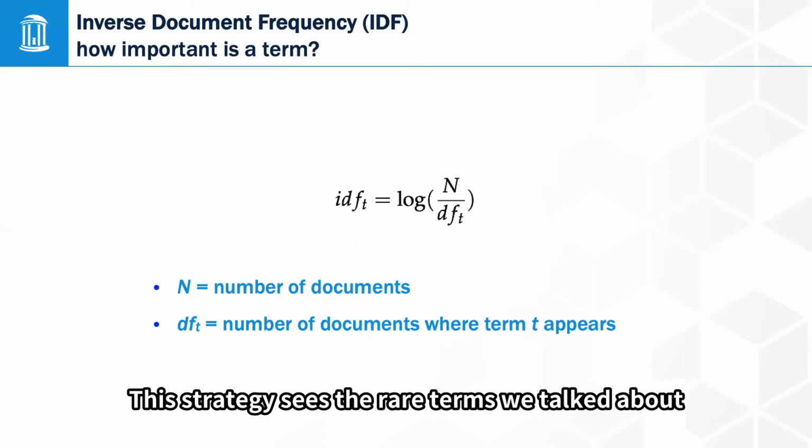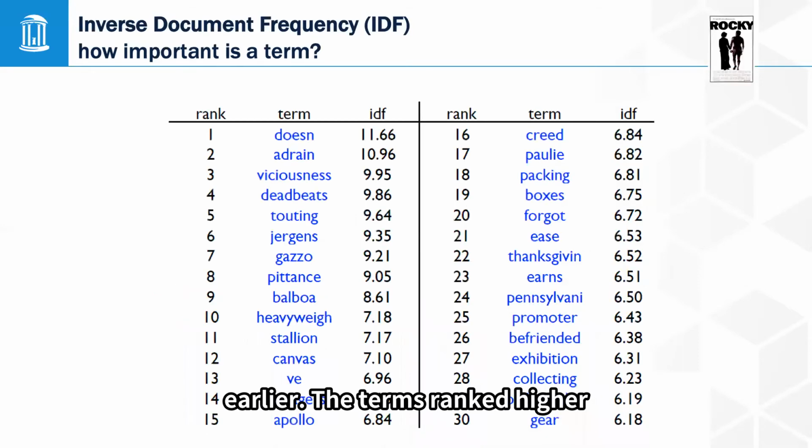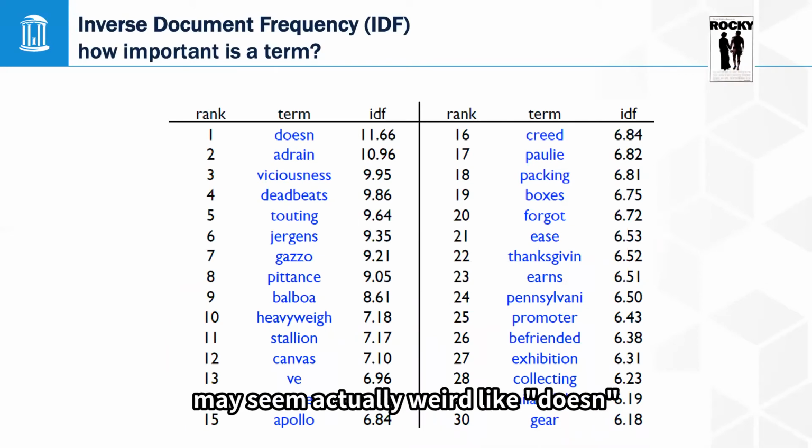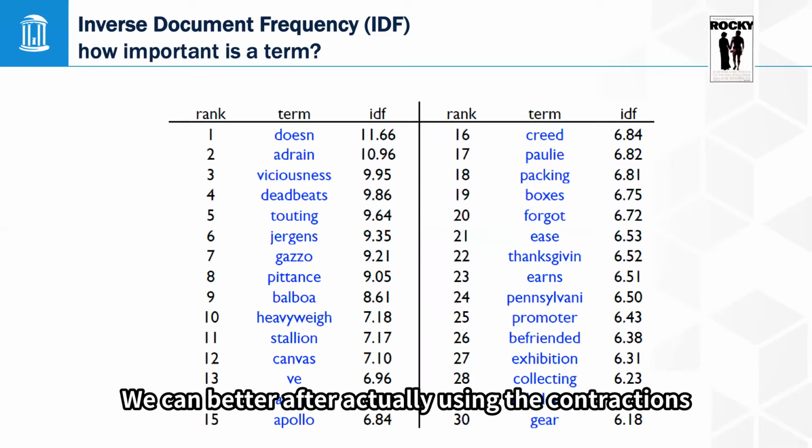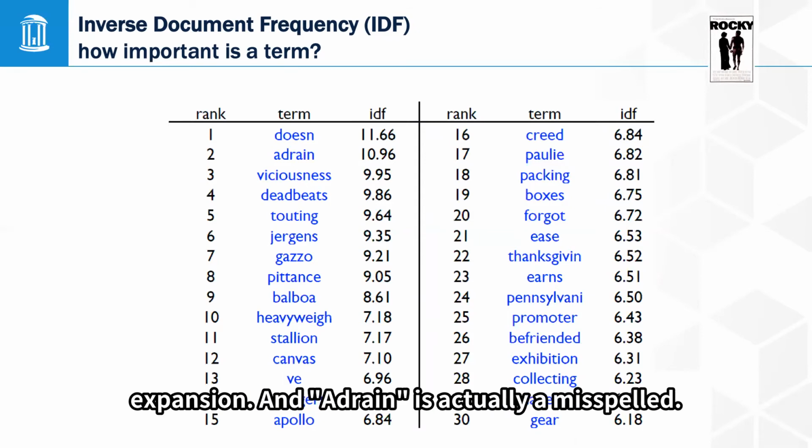This strategy sees the rare terms we talked about earlier. The terms ranked higher may seem actually weird, like dozen, which is after bad tokenization. We can do better by actually using the contraction expansion. And addering is actually misspelled.